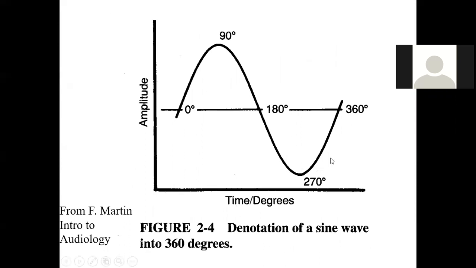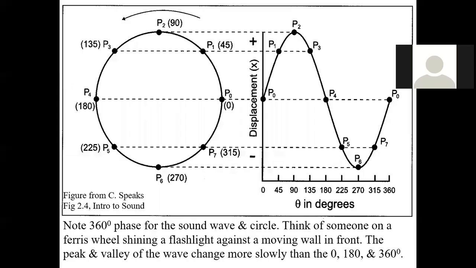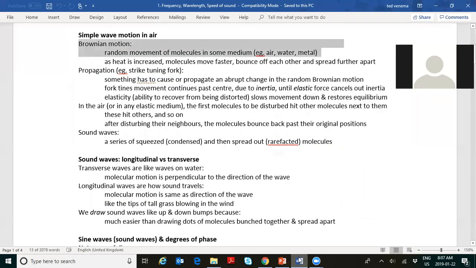As soon as you have a pair of them, a black and a white, that's called a cycle. So how many cycles per second? And we said in our notes that we've abbreviated that as frequency. So remember this little section here, sound longitudinal versus transverse, okay?